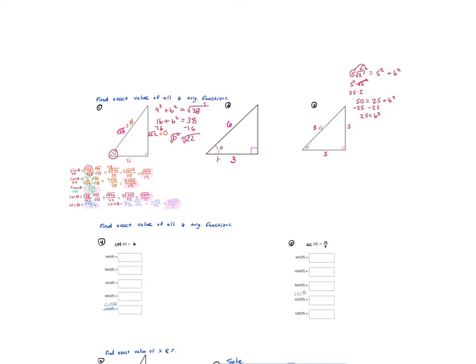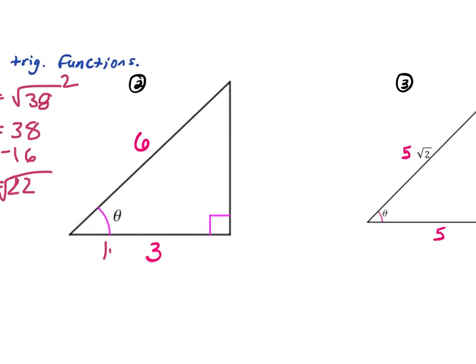But let's take a look at number 2. So what's the first thing we have to do here? Find the opposite. So how do we find the opposite? Pythagorean theorem. So we have 3 squared plus b squared is equal to 6 squared. So 6 has to be our c squared because it's the hypotenuse. So we have 9 plus b squared is equal to 36. Subtract 9 on both sides. So b squared is equal to 36 minus 9 is 27.